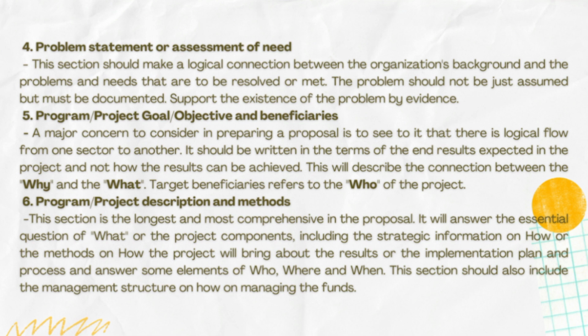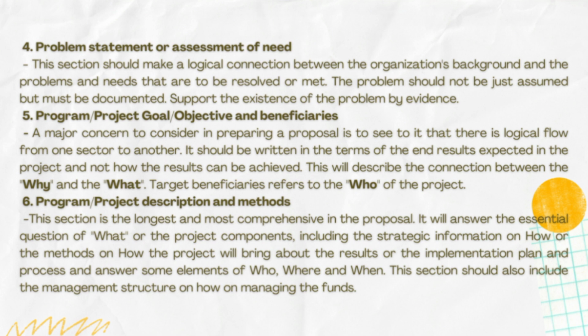For the fifth step, which is the program or project goal, objective, and beneficiaries, a major concern to consider in preparing a proposal is to see to it that there is a logical flow from one section to another. This will describe the connection between the why and the what. Target beneficiaries refers to the who of the project.